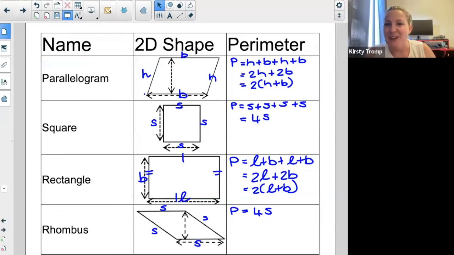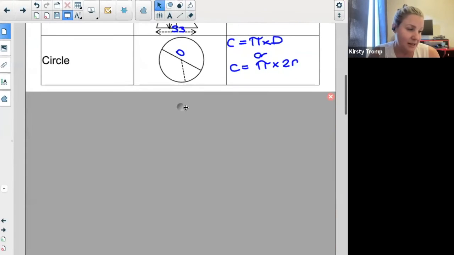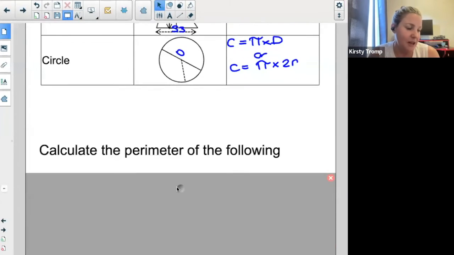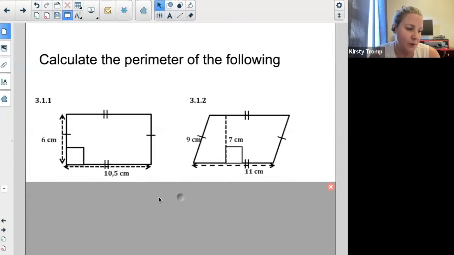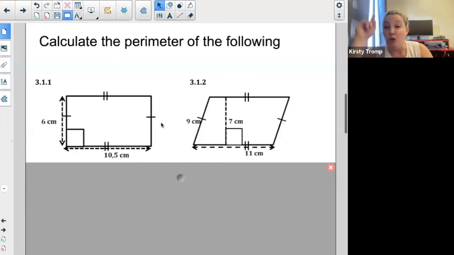Looks lovely. All right, guys, let us do some practice now. So now we've looked at all the formulas, which is really important. Let's go and apply those formulas to some questions. The question says, calculate the perimeter of the following. They've given us two different shapes there. I'm going to remind you, perimeter, Peter, perimeter, Peter the ant. I want to know what the shape is on the outside, okay?